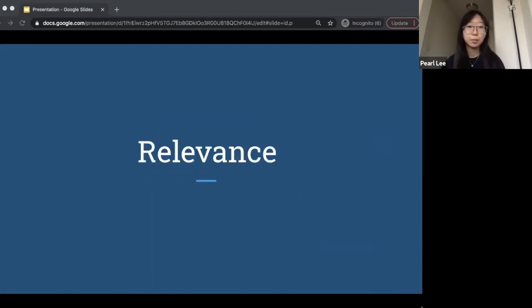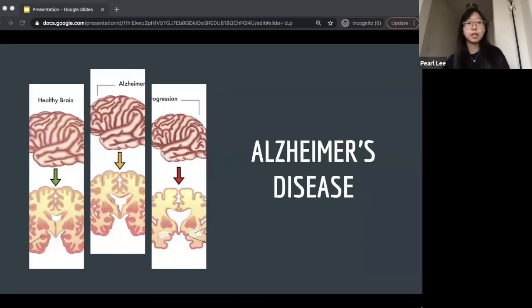So next, we're going to be talking about the relevance behind our research. Alzheimer's disease can be characterized as cognitive impairment and progressive neurodegeneration. It is a disorder that involves loss of function and death of neurons, which is influenced by various proteins and pathways that can result in memory loss and regression in thinking ability.